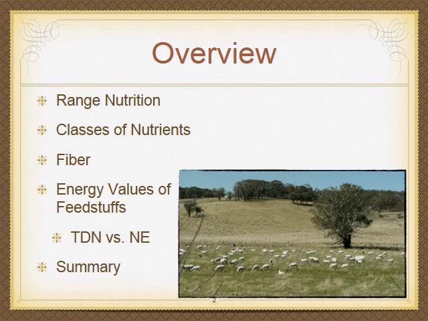So, a brief overview of this lecture. First, we're going to look at range nutrition and what it entails. Then we're going to look at the different classifications of nutrients. I want to talk about fiber and the property of fiber on animal intake. Then ultimately, I want to touch on energy values of feedstuffs. There are two energy systems, TDN and NE. By the end of this lecture, you're going to know what both of those mean. And at the end, I'm going to sum it up.